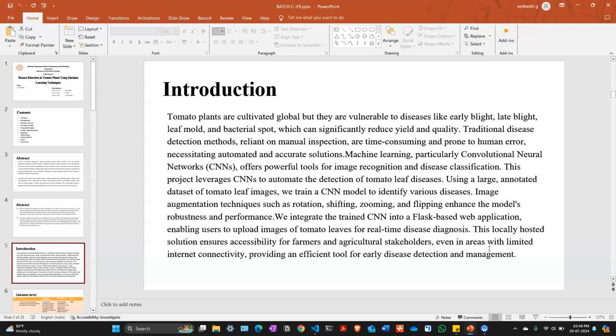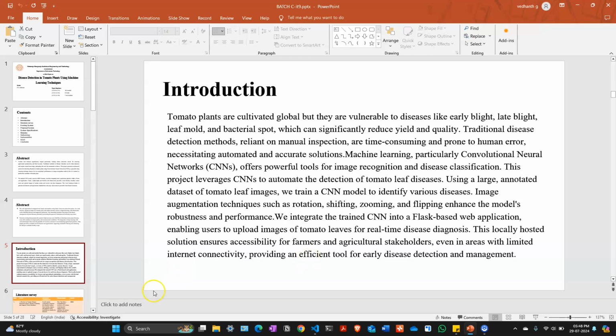Moving on to the introduction part of the project, tomato plant disease detection is solely about image recognition and image processing. In order to solve those issues, we need to use CNN models, as these have exceptional performance in image recognition tasks. But these models cannot be easily used by any layman, so we need to integrate them. We have integrated this using a Flask-based web application so that it is very easy for the layman to use.